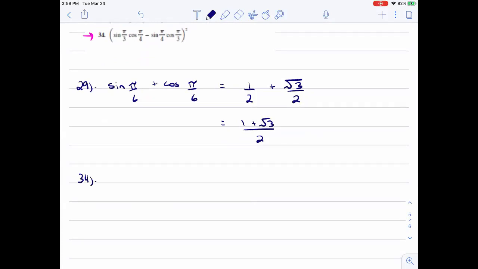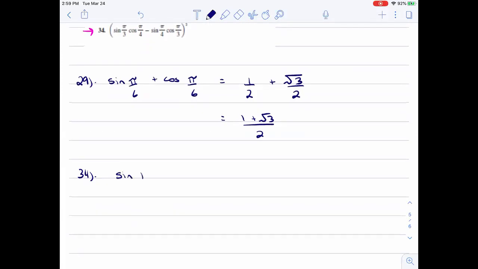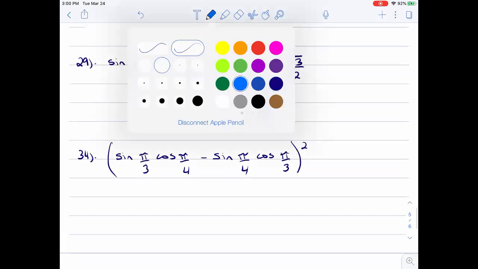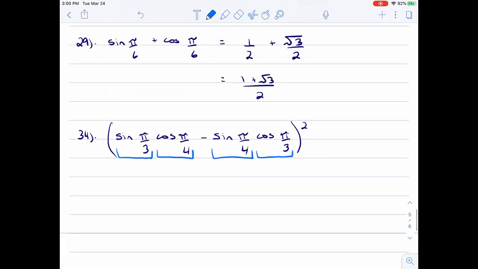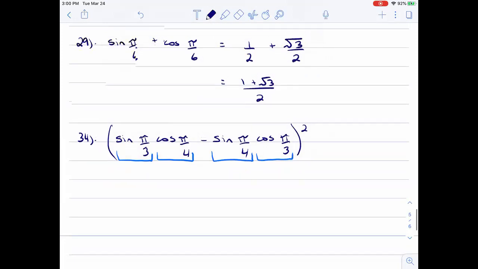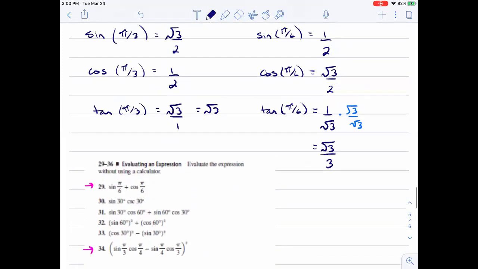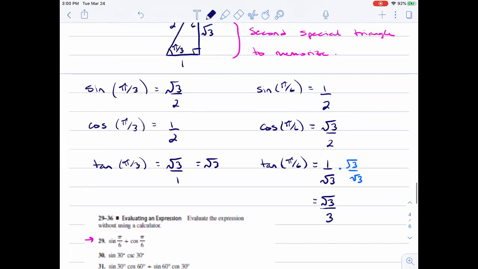Doing the same for 34. 34 is a biggie, right? So I've got the sine of pi over 3 times the cosine of pi over 4 minus the sine of pi over 4 times the cosine of pi over 3, all squared. Treating each of these as individual numbers, right? We can just swap those out with what they're worth, let's say. So the sine of pi over 3 is root 3 over 2.